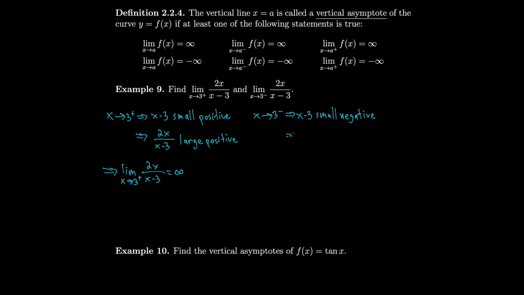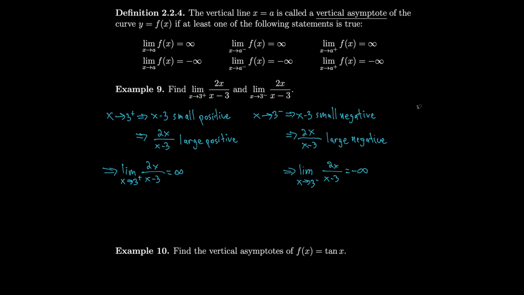So that means that, again, when we divide by a small number, we get a large number. So this would be a very large number, but because we have the negative, it would be a large negative number. So that means the limit as x approaches 3 from the left of 2x over x minus 3 is minus infinity.